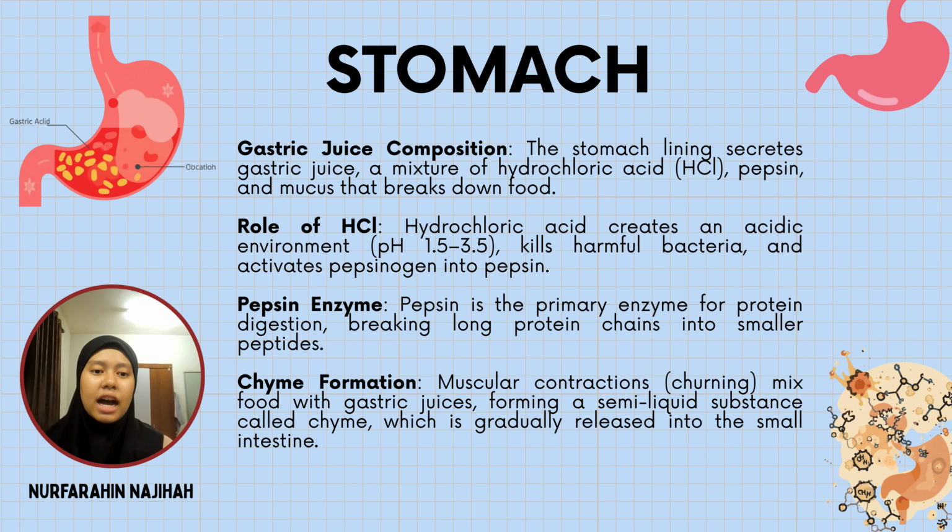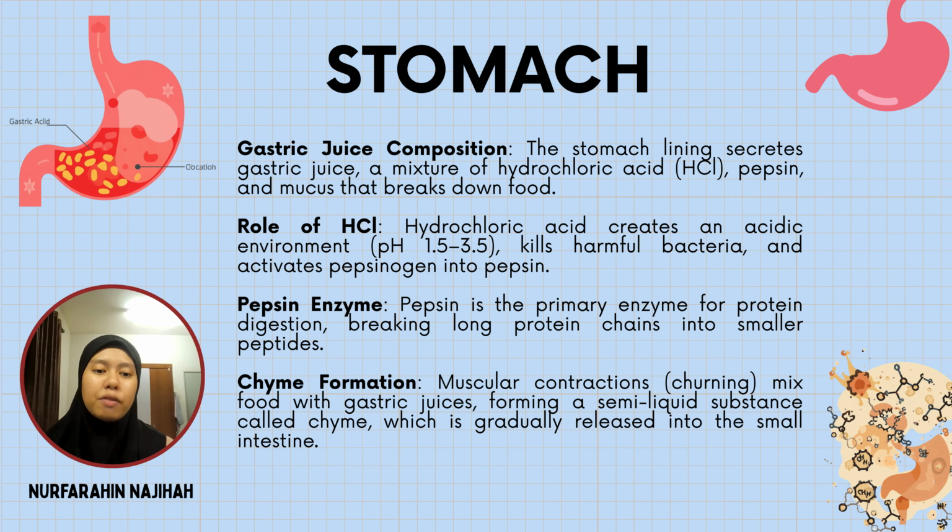Hydrochloric acid creates a highly acidic environment with a pH of about 1.5 to 3.5. This acidic condition kills many harmful bacteria and converts inactive pepsinogen into active pepsin. Pepsin is the main enzyme responsible for protein digestion. It breaks large protein molecules into smaller peptide chains.